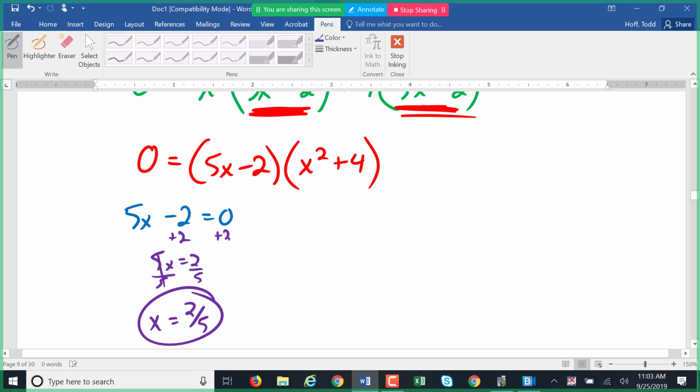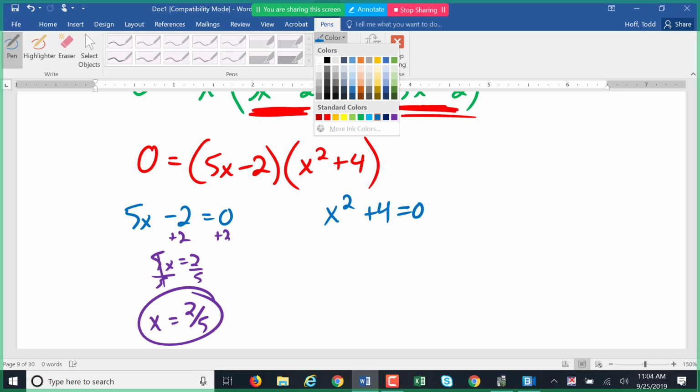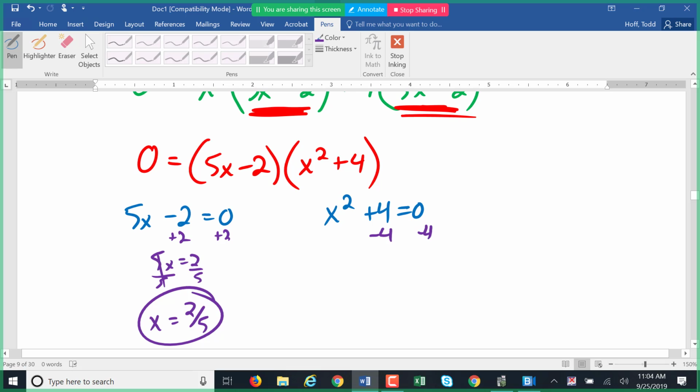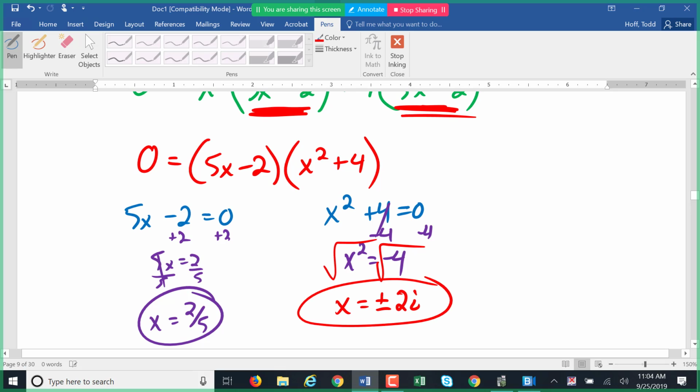If I try to solve the other one for 0, x squared plus 4 equals 0, well, I can try the square root method. I subtract 4, x squared equals negative 4, but if I try to square root that, square root of negative 4 can't be done. It's going to be imaginary. That's going to be the positive or negative 2i. Remember, we used i for that square root of a negative number. So there's 2 roots there, but they're imaginary. So they don't appear on our graph.